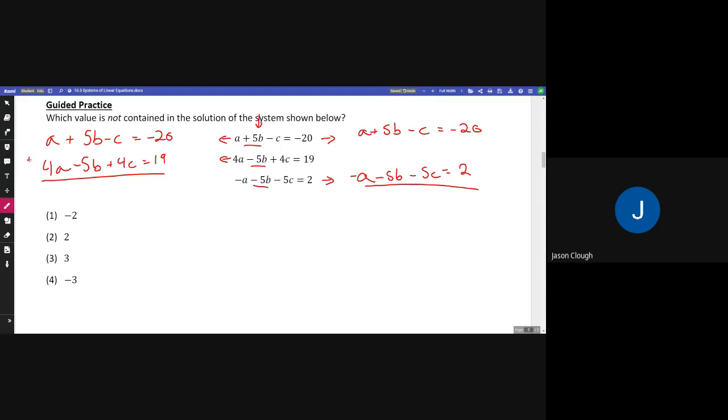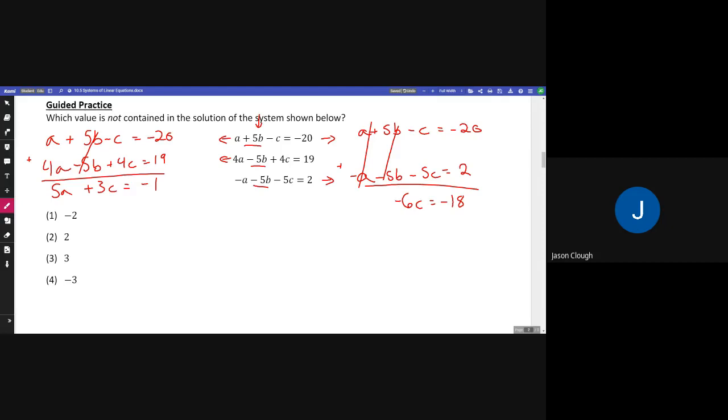So adding these two equations, 1 plus 4 is 5a. The 5 b's drop out. Minus 1 plus 4 gets me plus 3c. And then negative 20 plus 19 gets me a negative 1. Over here, when I add these two equations, I notice that the a's are going to drop out and the b's are going to drop out. So I'm left with negative 6c and negative 18.